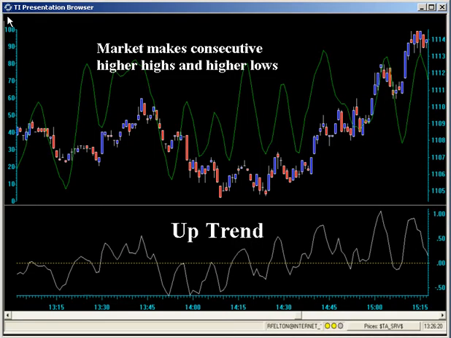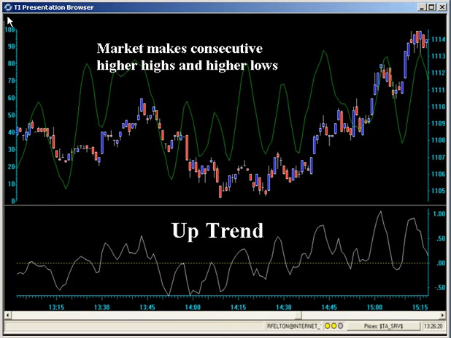Just like fingerprints and snowflakes, no two trends are ever exactly alike, but they do share some common characteristics. So let's study those characteristics and see if we can learn to identify a trend in its early stages. This chart that you see shows an uptrend that started at about 1410 on our timeline. By 1515, anyone can look back and say, hey, we're in an uptrend.